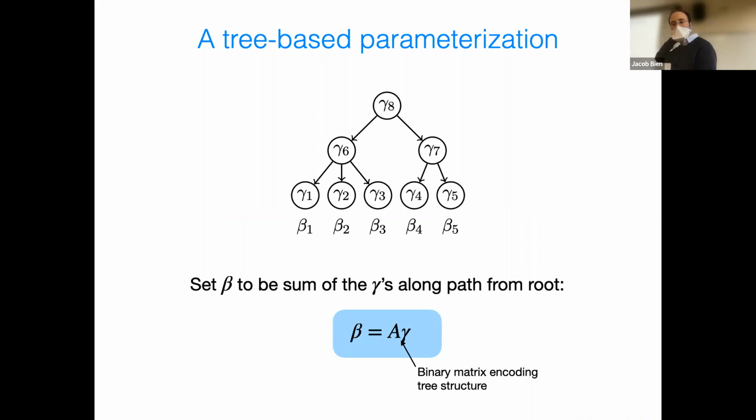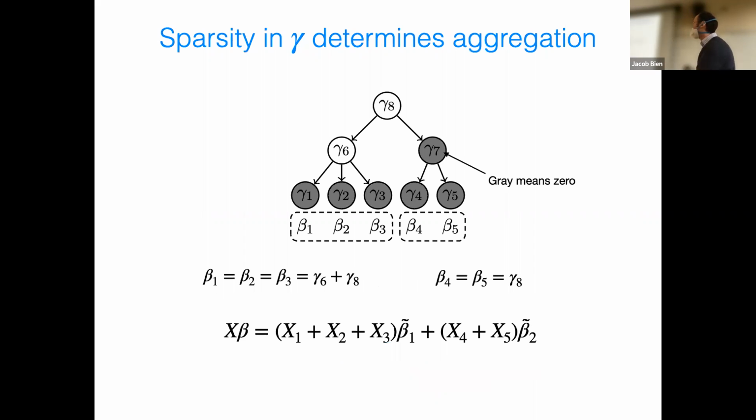One more observation is that if gammas are 0, then that corresponds to betas being equal to each other, because think about beta 1 and beta 2. Gray means 0 here. Because gamma 1 and gamma 2 are both 0, beta 1 and beta 2 are both equal to gamma 6 plus gamma 8. So if you have sparsity in those gammas, that will help you tend to have betas equal to each other.